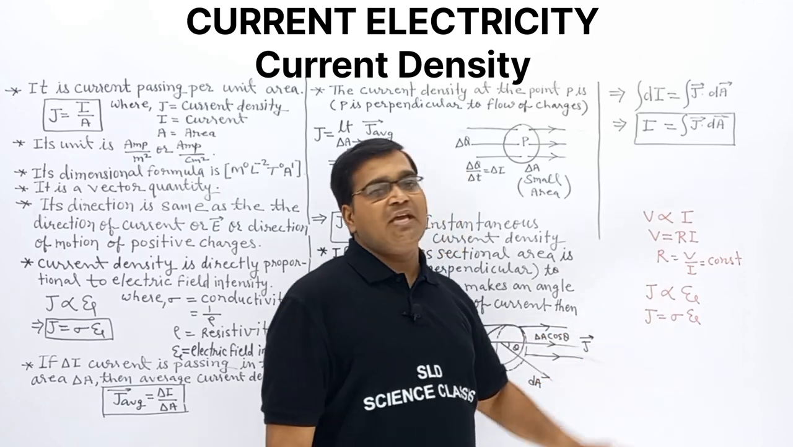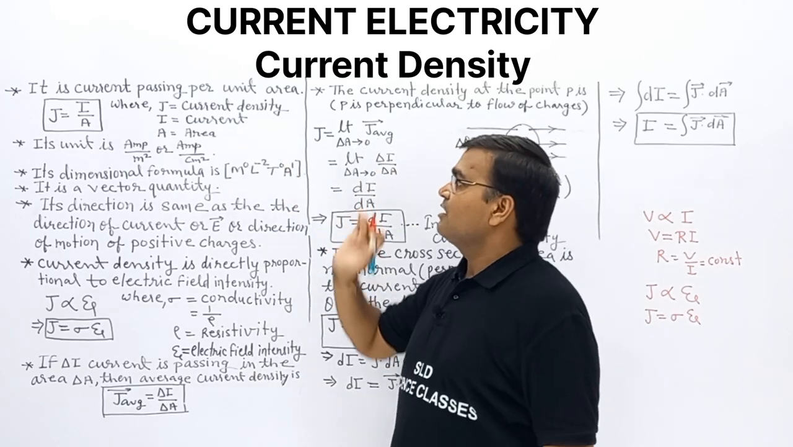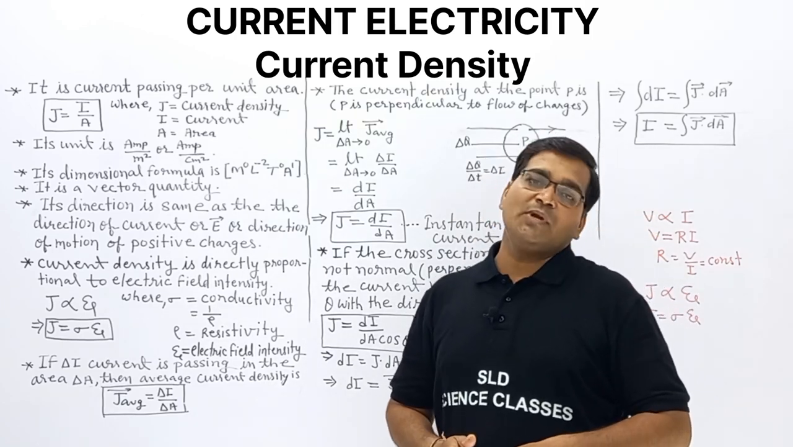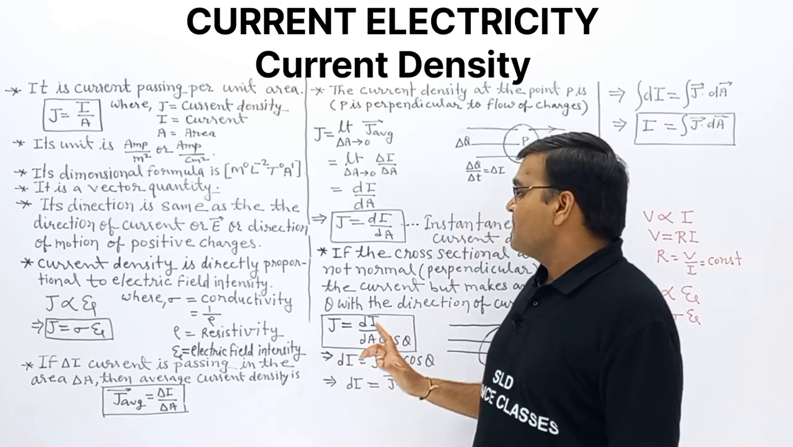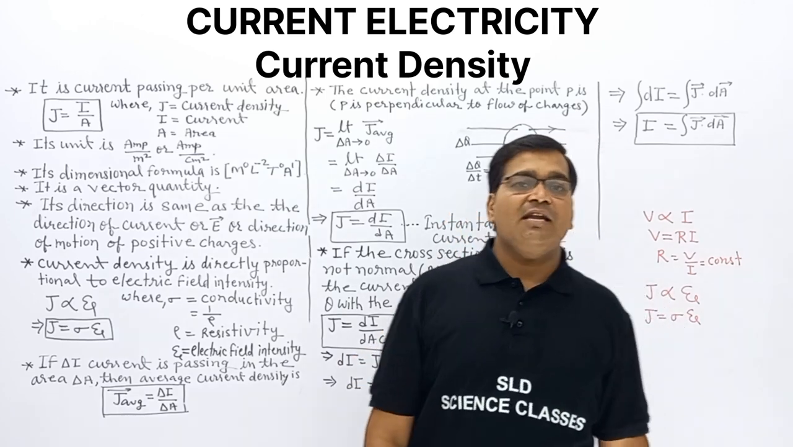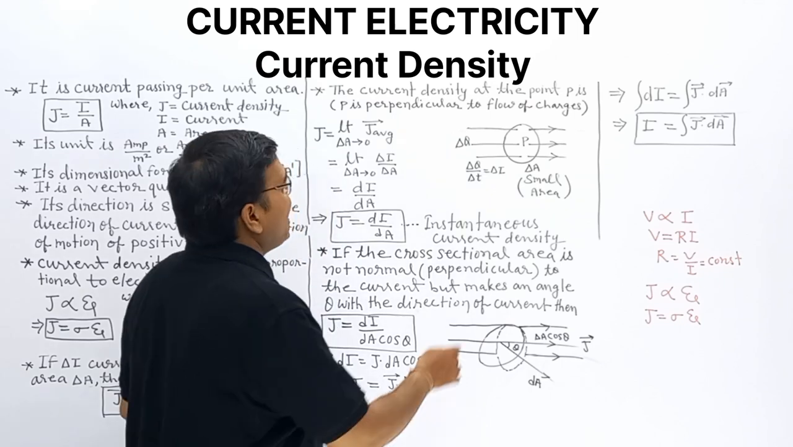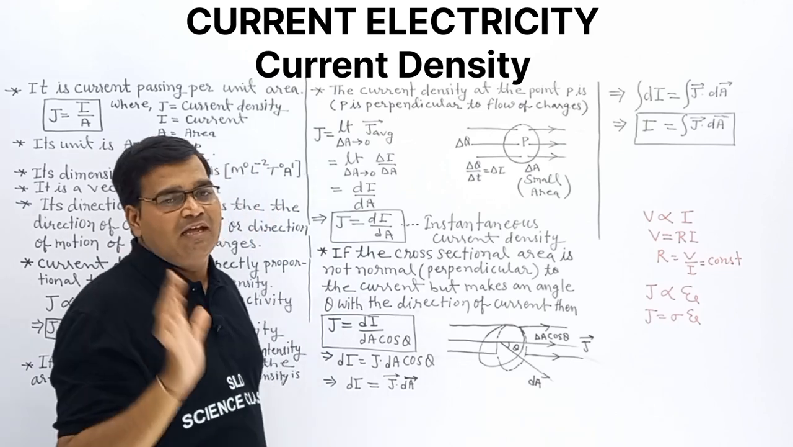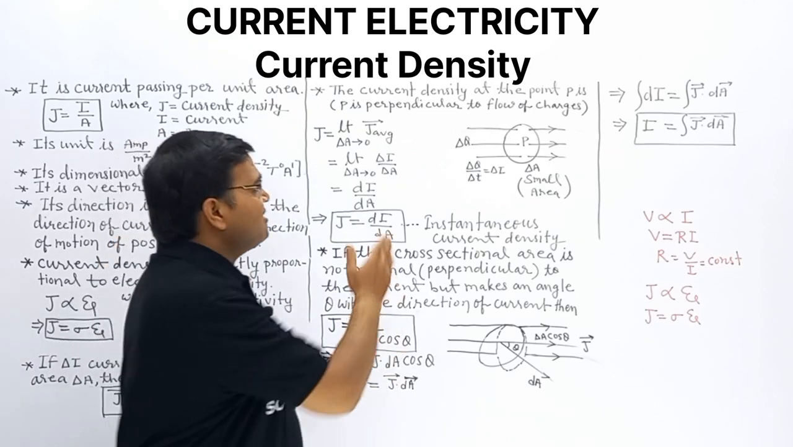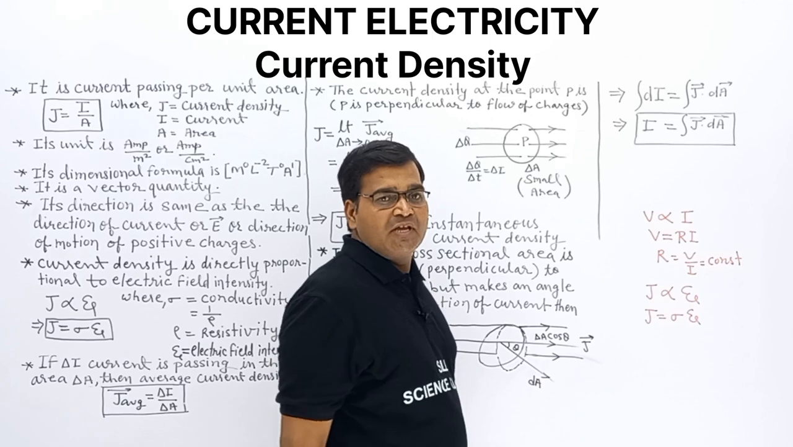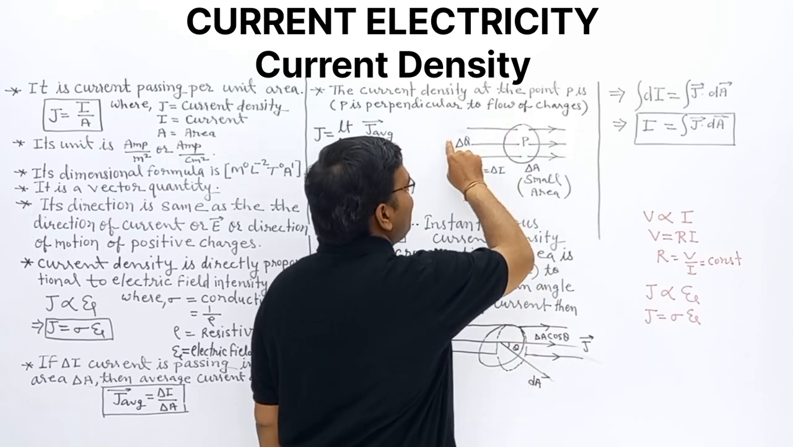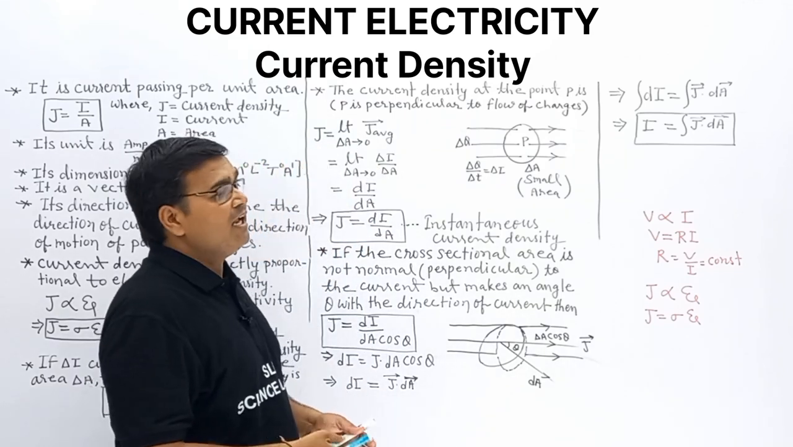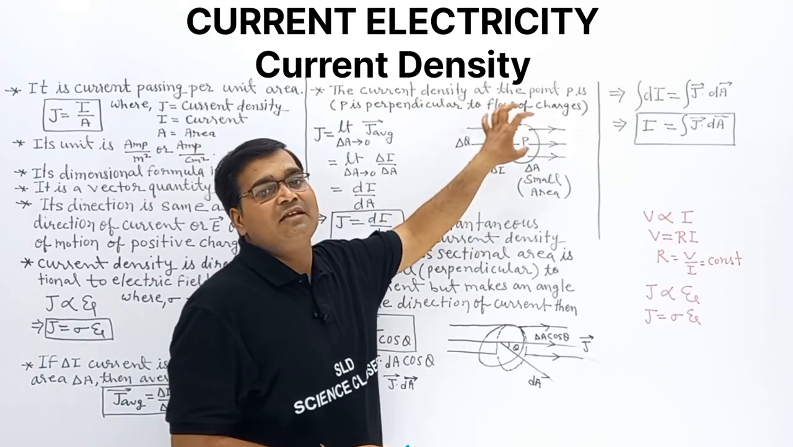Now I am taking J, current density. What is the current density? Current density is current passing per unit area. I have this area, its area is A, and current I is passing. Charges are flowing perpendicular to this area, normal to this area, and its cross-section area is A.